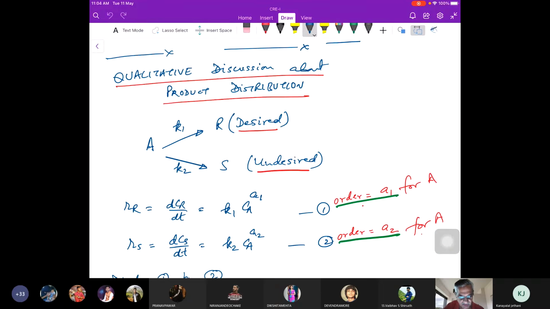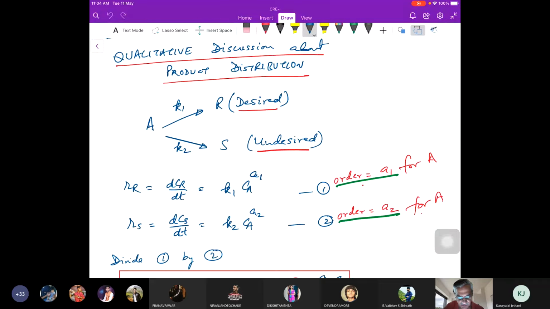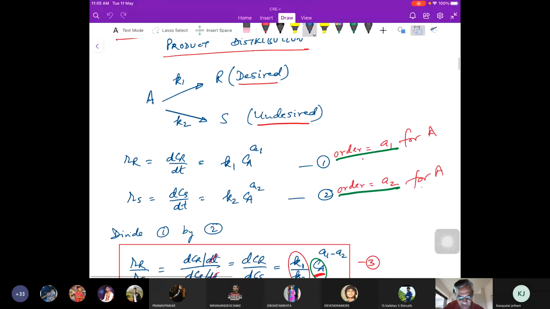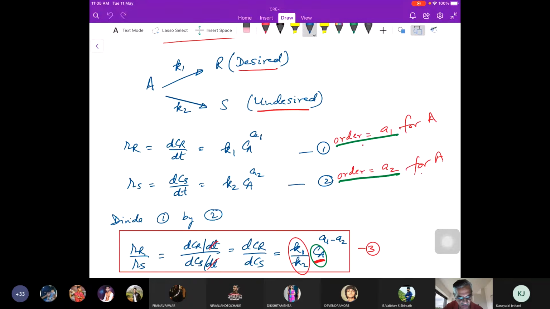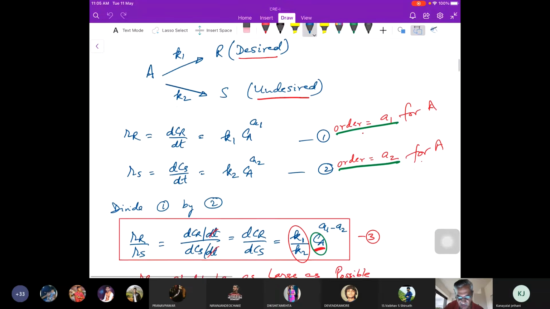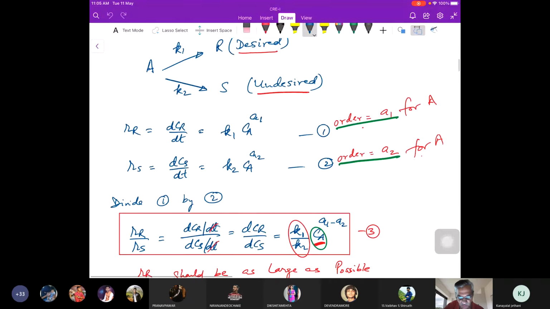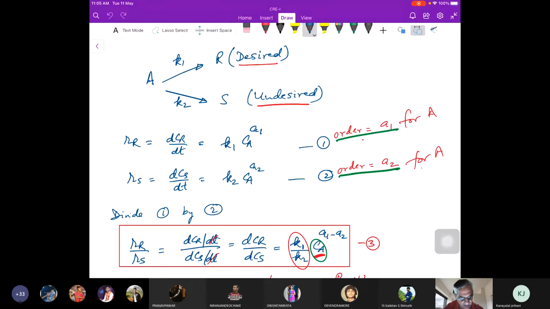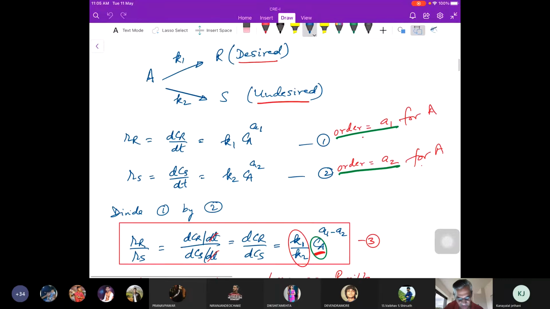So first we look at qualitative discussion, qualitatively understanding what is product distribution, how it is affected. So if you have two reactions, A goes to R, which is the desired reaction, and the second one is A goes to S, which is the undesired reaction. So you can write rate of formation of R, RR is equal to dCr by dt is equal to K1 into Ca raised to power of A1, where A1 is the order of reaction with respect to A for R. Similarly, you can write for RS, undesired product, RS is equal to dCs by dt is equal to K2 Ca raised to power A2, where A2 is the order of reaction.